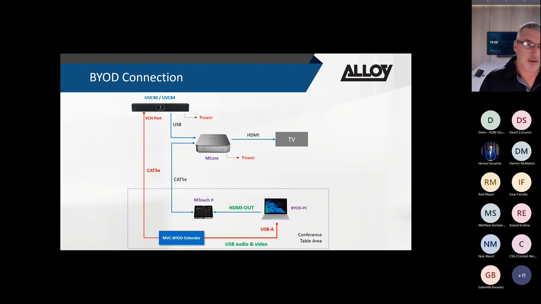Now, what it's not doing is it's not throwing our laptop's display up to the room display. So to do that, we need to connect our laptop to either the HDMI port or the USB-C port on the MTouch 2. Or we could use WPP20 to do that as well. So we could have the WPP20 connected to our PC, use that for the content share to throw the image to the front of the room, and then we'd use our MVC BYOD extender to connect our peripherals to our PC.